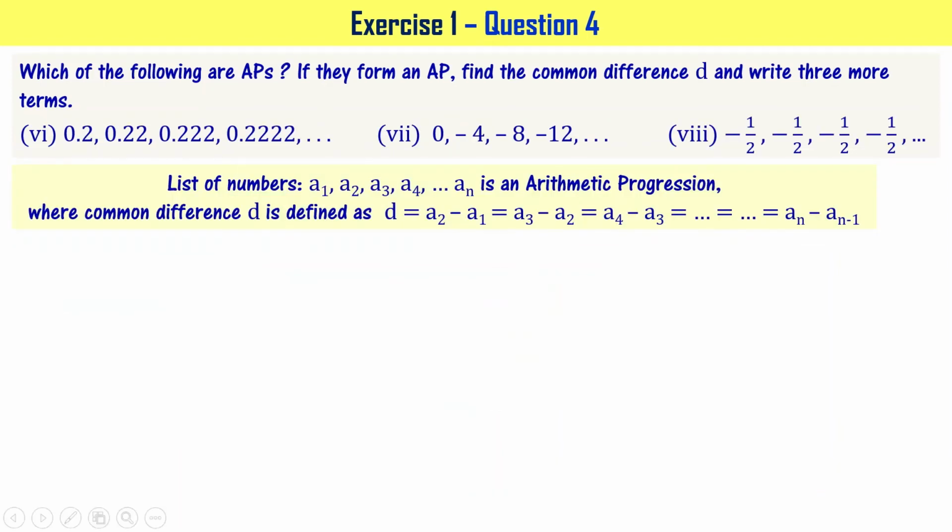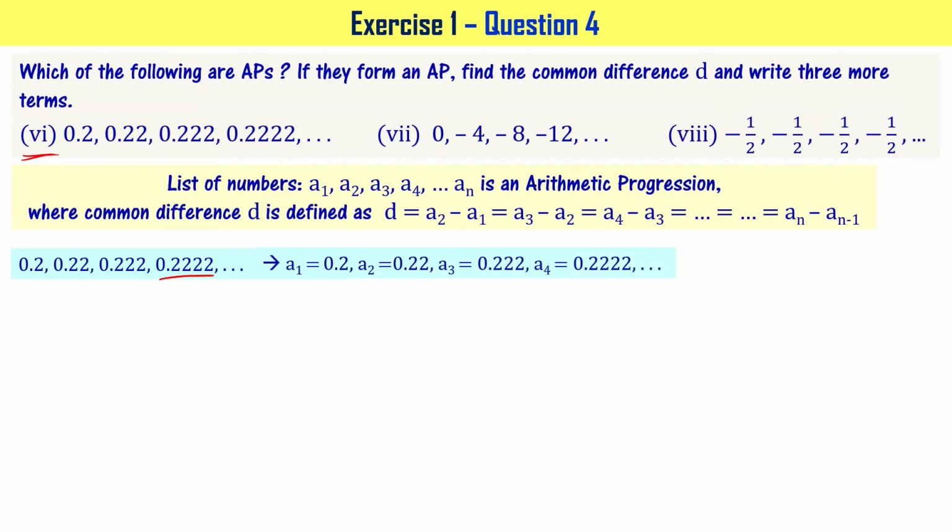The next list of numbers is this one, right? 0.2, 0.22, 0.222, 0.2222 and so on. When you look at this, you can say that A1 equal to 0.2, A2 equal to 0.22, A3 equal to 0.222 and then A4 equal to 0.2222. Just by looking at this itself, you can say that it is not an arithmetic progression. But anyway, let's find the difference between successive terms and see whether it comes out to be a fixed number or not.